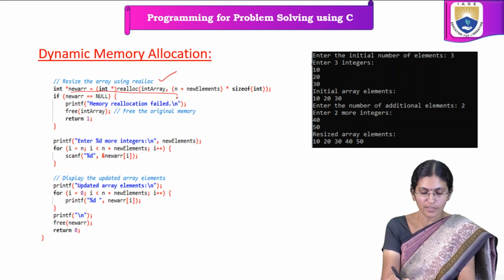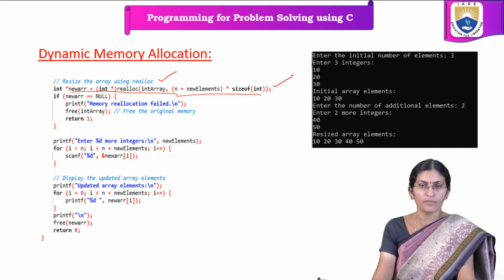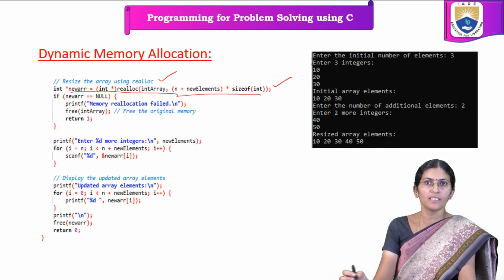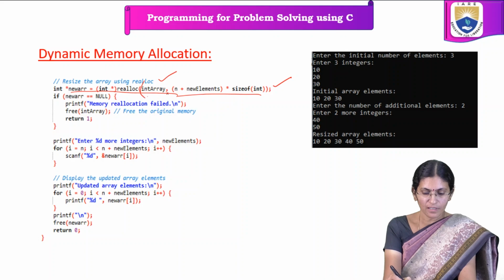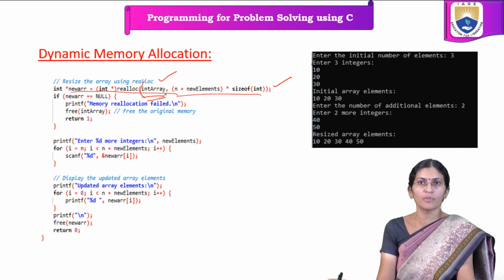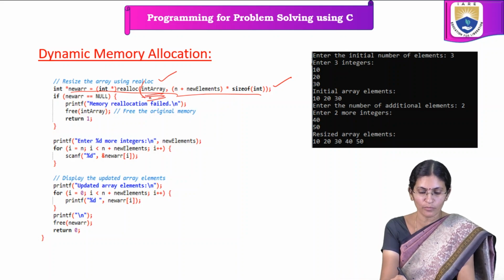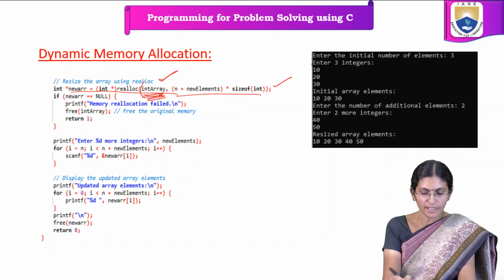So here we resize the array using the realloc function. This is the statement where we are using realloc, then the name of the pointer, the pointer pointing to the previously allocated block of memory, int arr, comma n plus new elements.